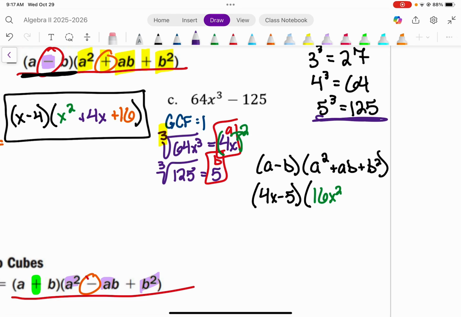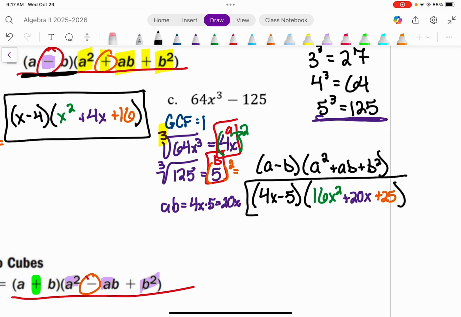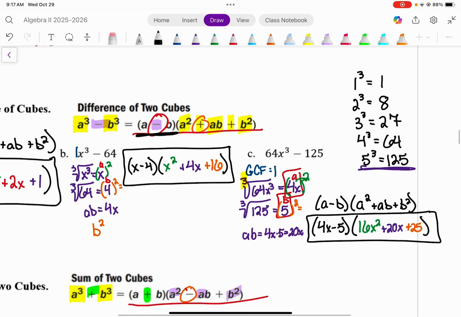Then our second part, we need a times b. So a was 4x and b is 5. That would be a 20x, so plus 20x. Then we need to square our b value, or 5 squared, and that becomes 25. Once we have that factored using difference of cubes, that is our final answer. So go ahead, check yours, make sure you have the correct answers before you move on to the next part.